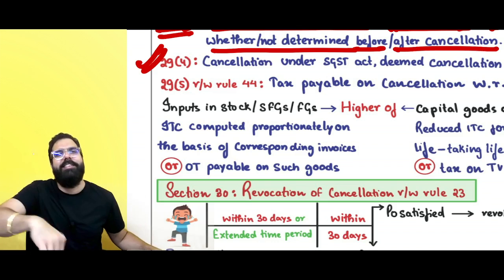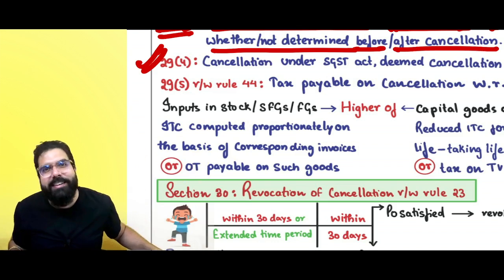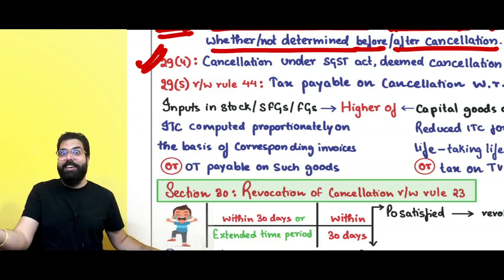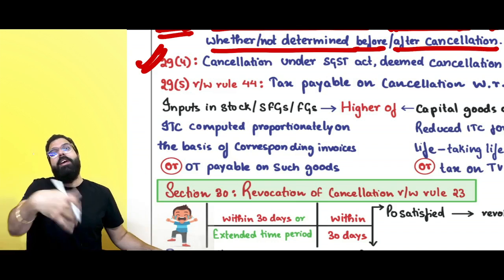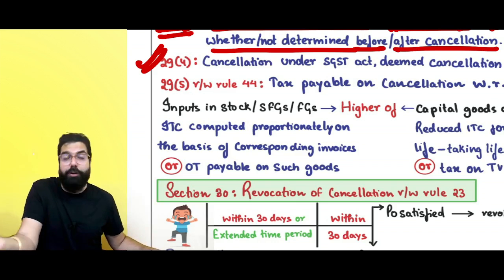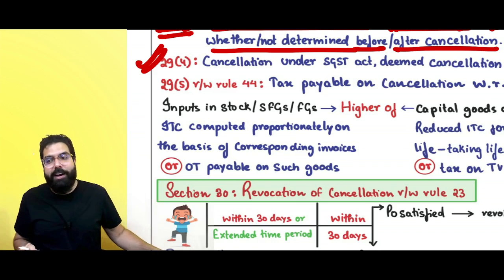Section 29(4): cancellation under the SGST Act is deemed registration cancelled under the CGST Act. Just like registration granted under the SGST Act is deemed granted under the CGST Act, registration cancelled under the SGST Act is cancelled under the CGST Act also. Next.